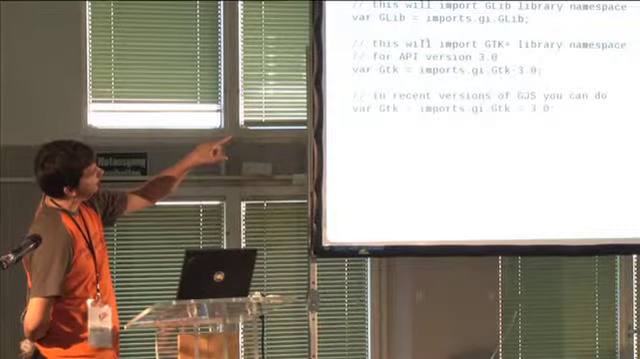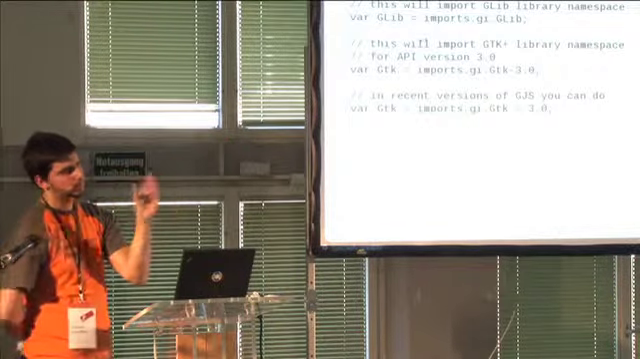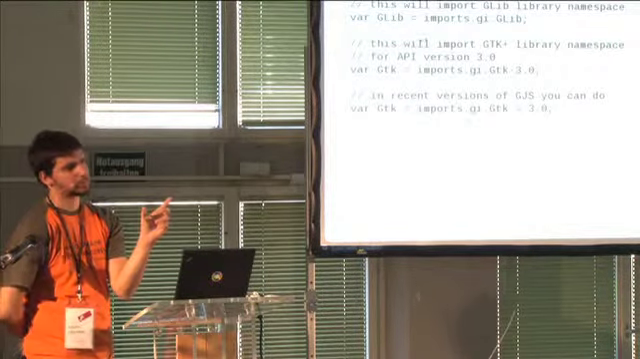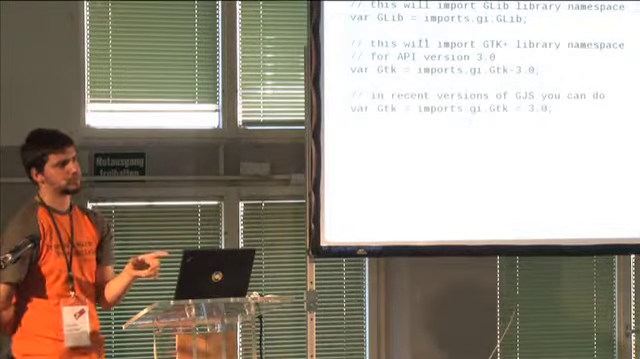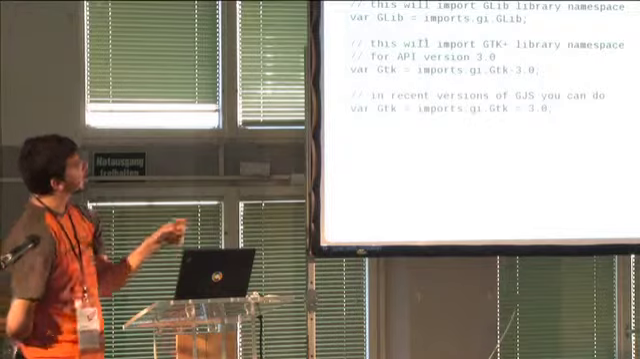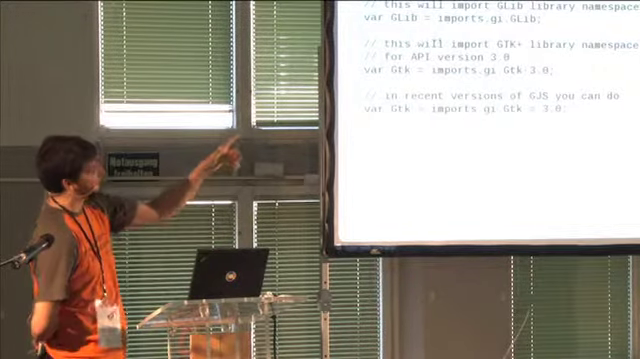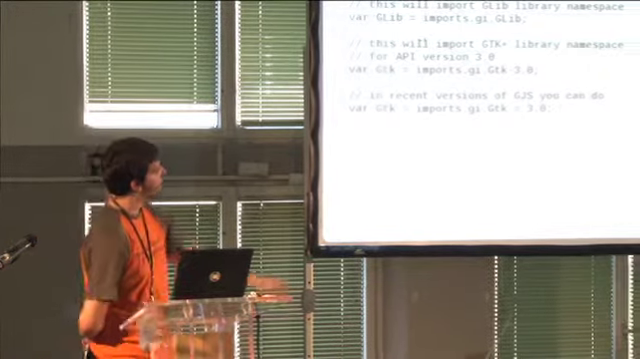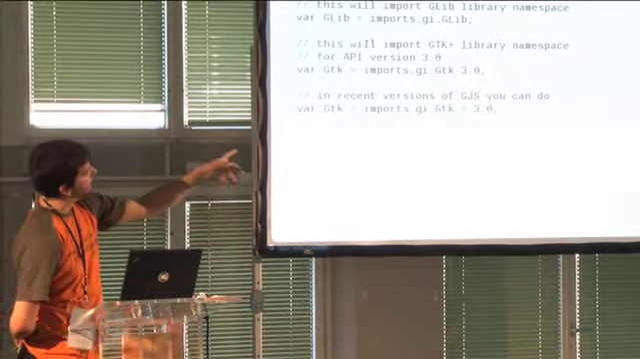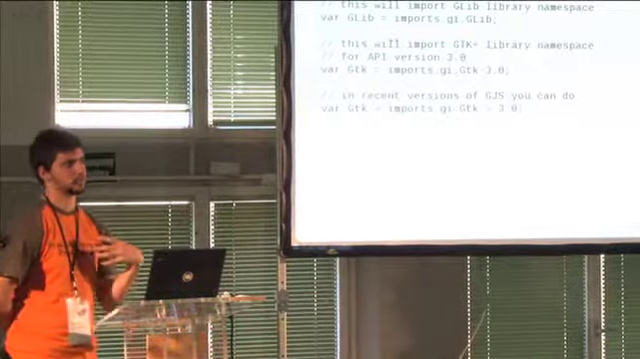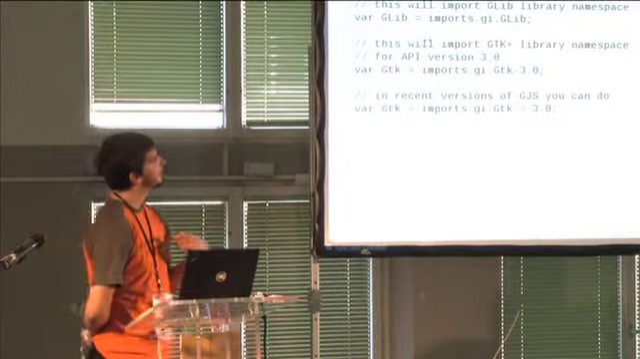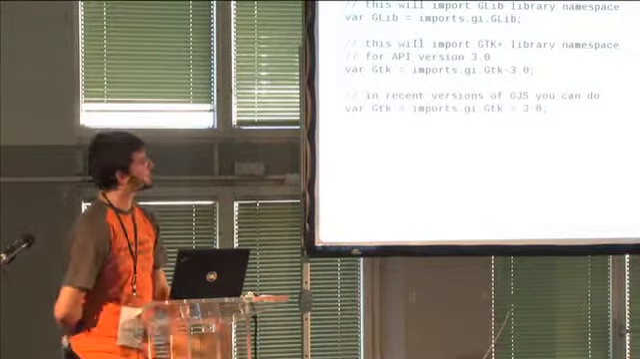Using GI, we have implicit access to the G repository using the namespace. When you compile your library with introspection support, you have to specify a namespace for your library. In this case, GLib is GLib, GTK is GTK. It's up to the library developer to create the namespace to be used for the G repository.